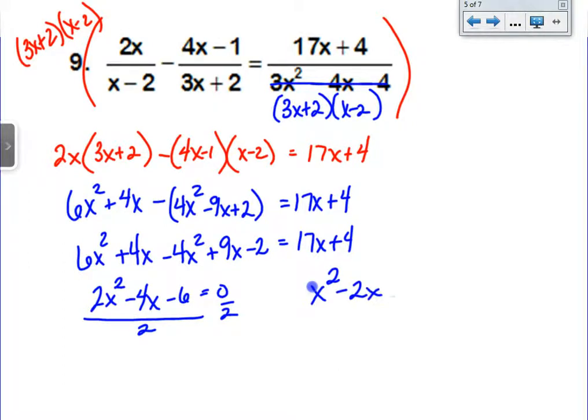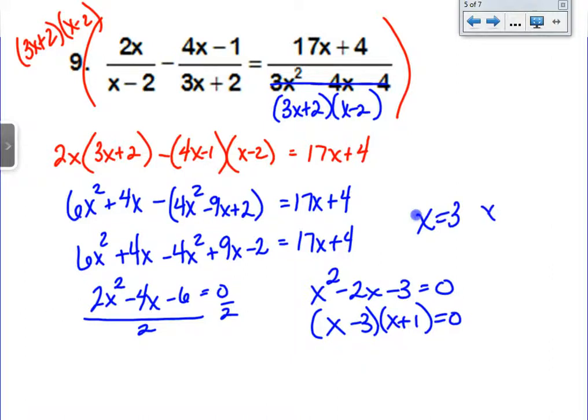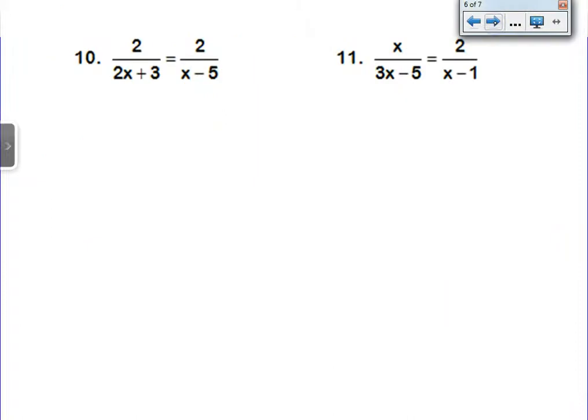I always like to divide by that factor if I can, because now I have a really easy factorable quadratic. That'll be an x - 3 and an x + 1. So my two answers are x equals 3 and x equals -1. And if I look back at the original denominators, neither one of those answers will give me a 0 in any of my denominators. So those are both legitimate answers.